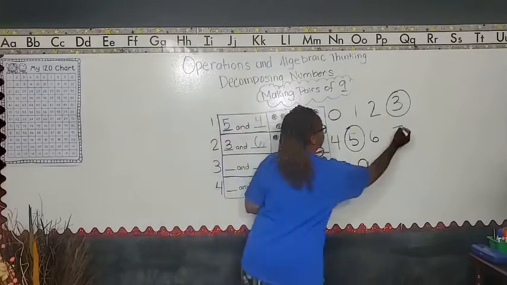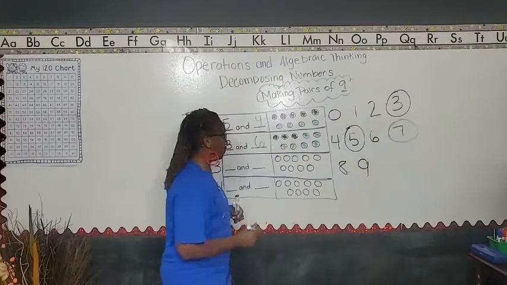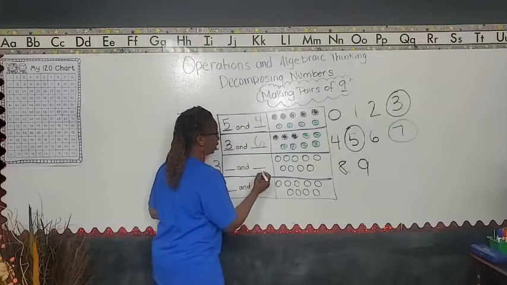9 is 7. So let's do 7. And I circled it green, so let me do it here.